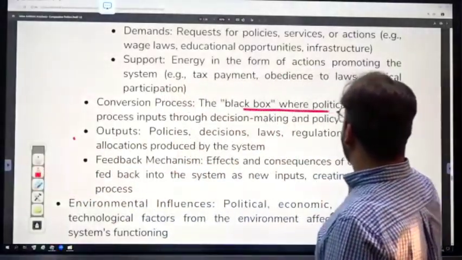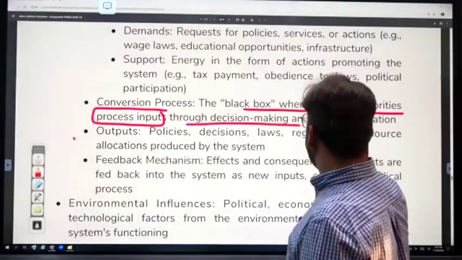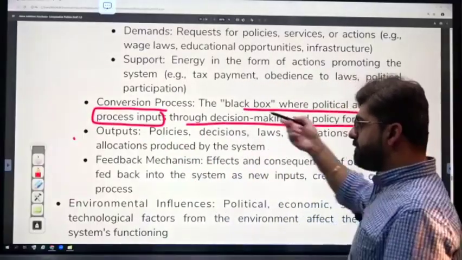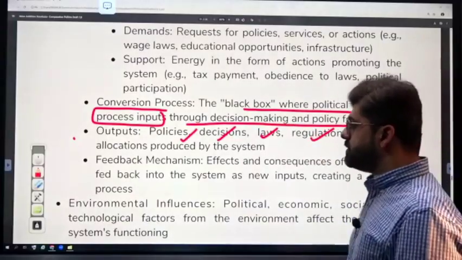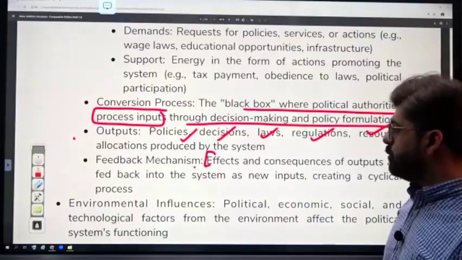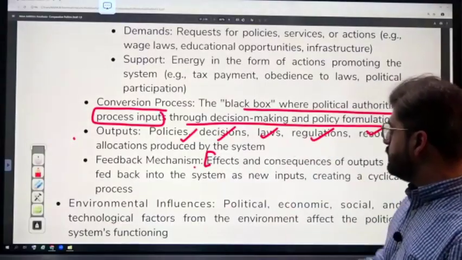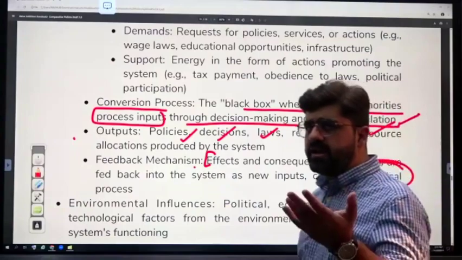The black box where political authorities process inputs through decision making and policy formulation. And finally comes the outputs: policies, decisions, laws, regulations, resource allocation. And you have a feedback mechanism. The effects and the consequences of outputs are fed back into the system as new inputs, creating a cyclical process. I hope this feedback is clear to you.